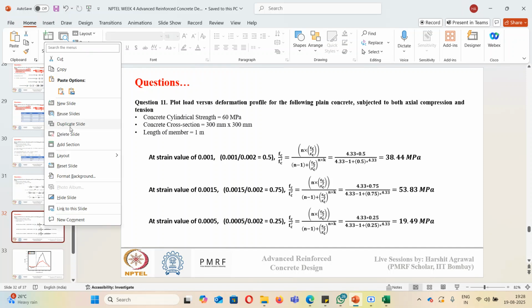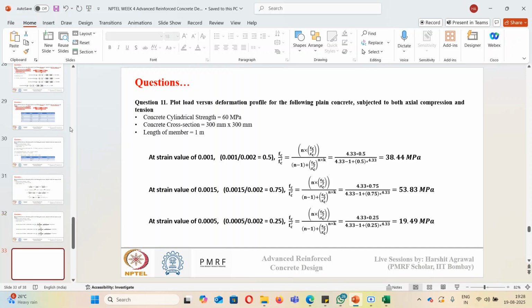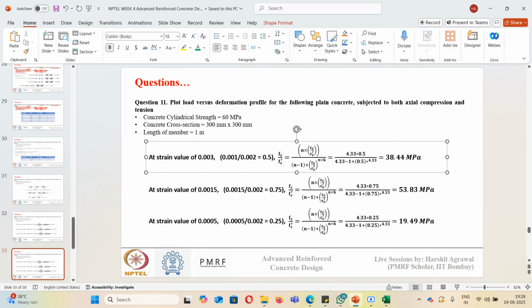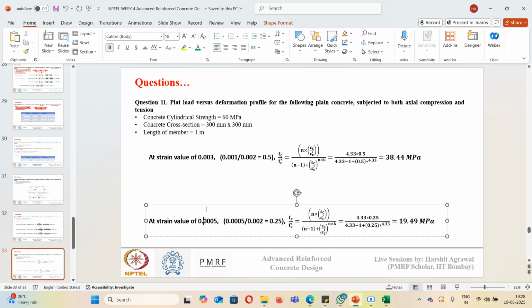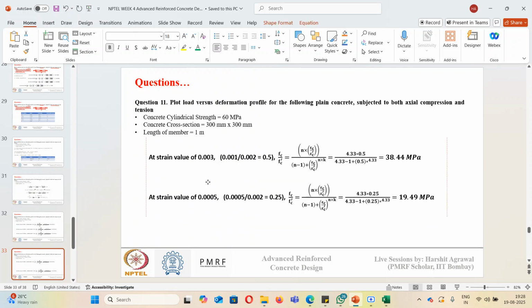Now what will happen after peak? After peak, my K value will also come into account. So what I will do, I will take two more points, 0.003 and 0.004. At 0.002, I already know the stress, so that's why we are taking two more points post peak. So 0.003 upon 0.002 will be nothing but 1.5.